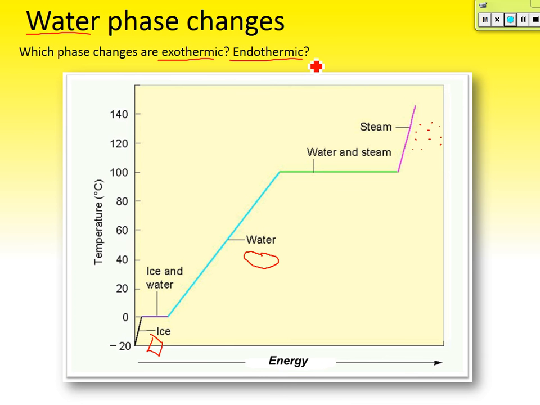Let's start with ice to water. So we're going to melt. In order for this ice cube to melt, does it have to absorb energy or release energy? Ice to melt, it absorbs energy. Okay, in order for this ice cube to melt, doesn't it have to absorb energy? Doesn't heat have to come in? Which one means heat entering? This is an endothermic process here.